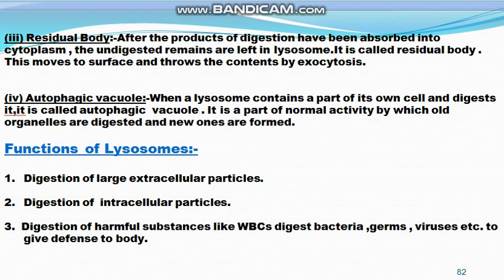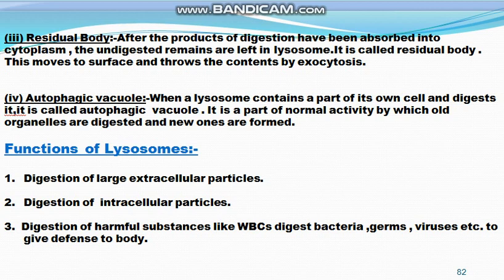So what is autophagic? Auto means itself. When the lysosome contains some part of its own cell and digests it by autophagic activity, it is known as an autophagic vacuole. This is the normal activity of the cell, because by this activity the old organelles are digested and new organelles are formed. So this is a type of repair. So these are the four types of lysosomes.